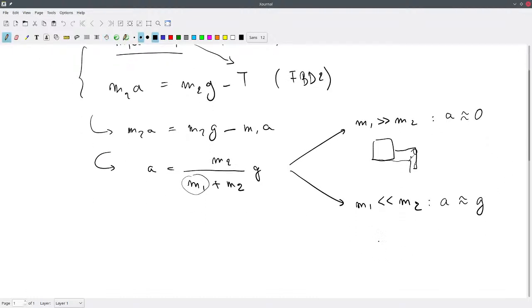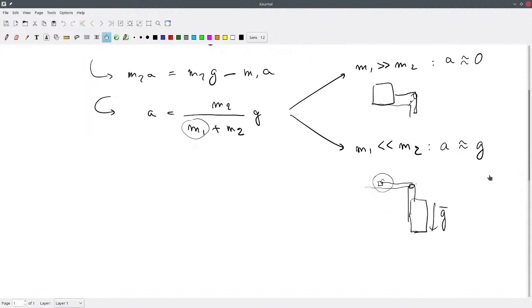And then in this case we have a tiny mass that is sliding, and then we have our pulley here, and then we have a very large mass that is pulling down. So this will just accelerate as if that tiny block wasn't even there. So it's just going to accelerate as if it's in free fall with acceleration g.